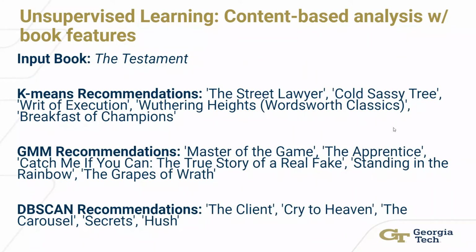Finally, we randomly select 5 books from the same cluster as an input book. Here are example recommendations for the book The Testament, produced by the 3 clustering methods.